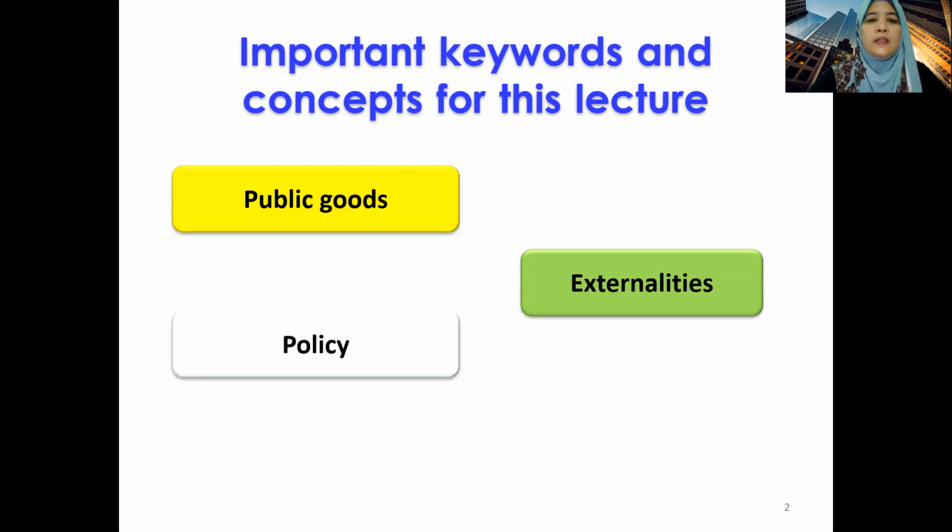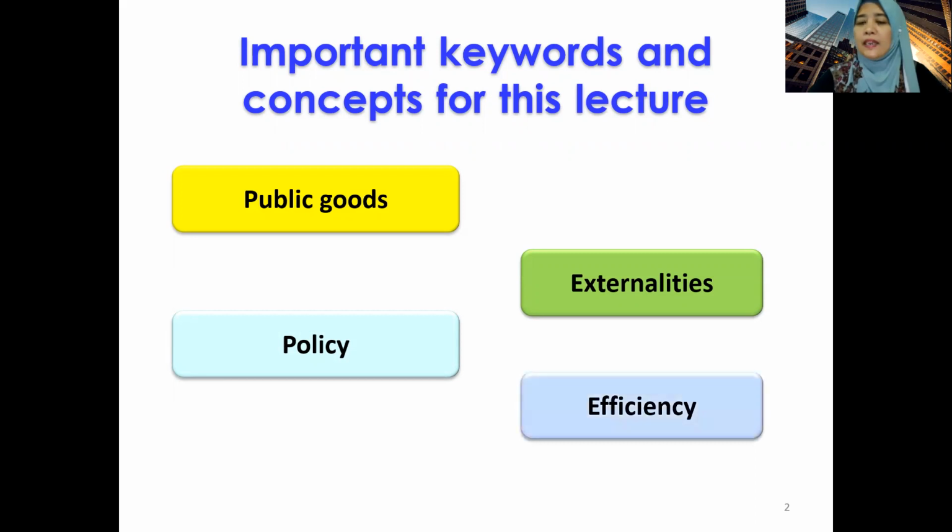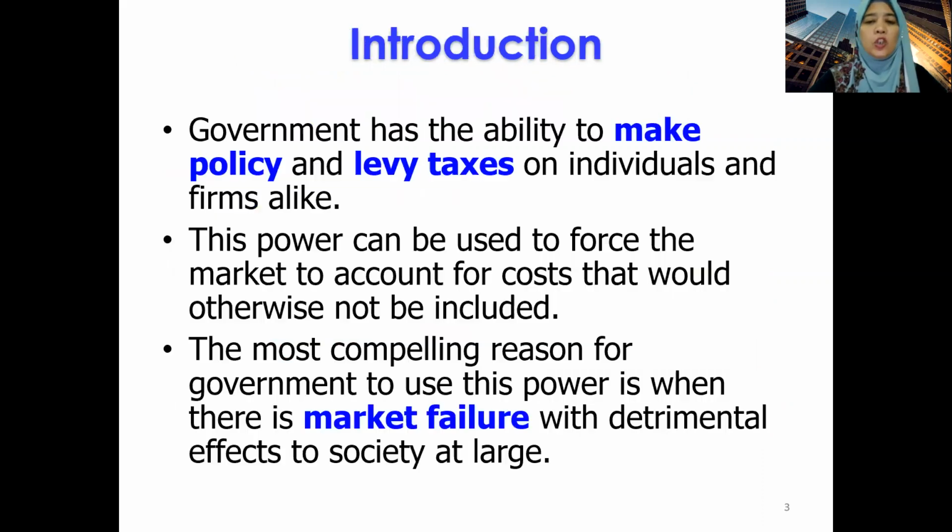The third one is policy. What is policy? How does the government use policy to influence land use? And finally, efficiency. What is the efficient level of public goods that the government must provide for the population?